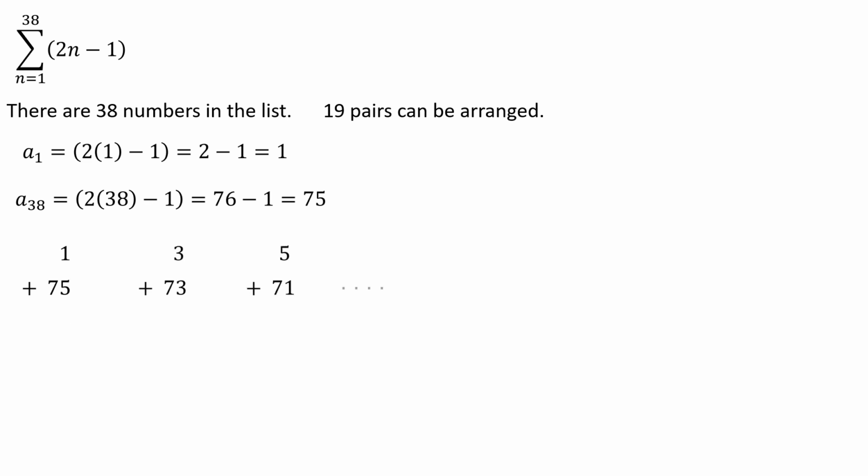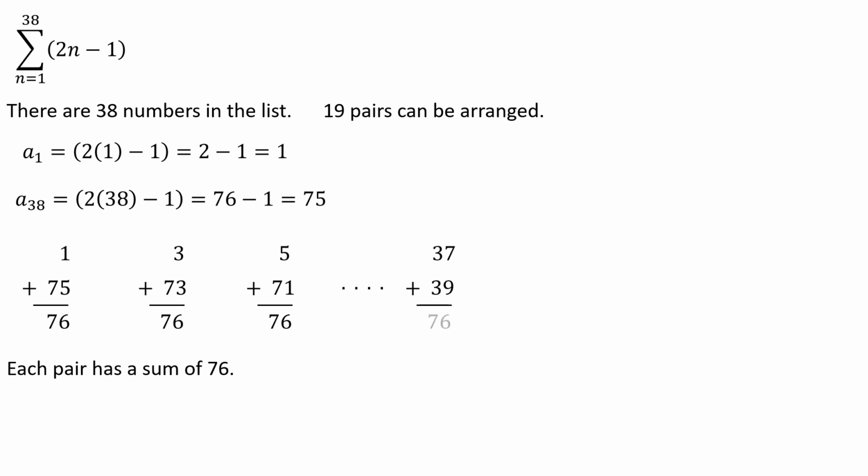So if I paired them up, I do 1 plus 75. I do 3 plus 73. I do 5 plus 71, etc., etc. Finally, I get to 37 plus 39. And say, hey, you know what? Every single sum is going to be 76, right? So I know there's 19 pairs. I know each pair adds up to 76. And the only pair I really need is the first and the last, right? I just need that 1 plus 75. I don't really need the others.